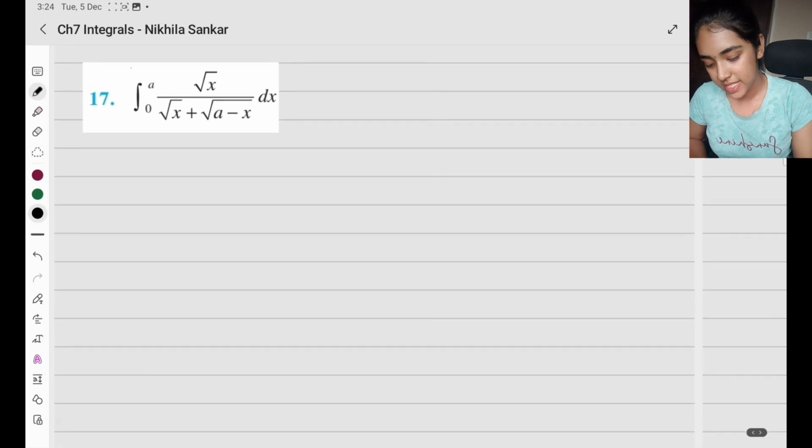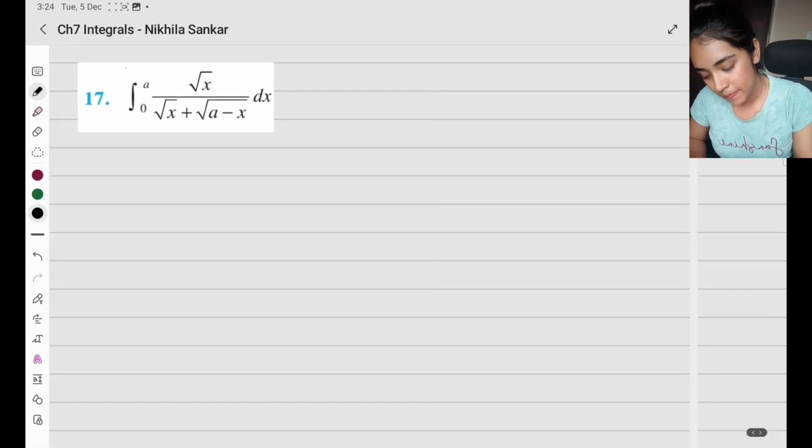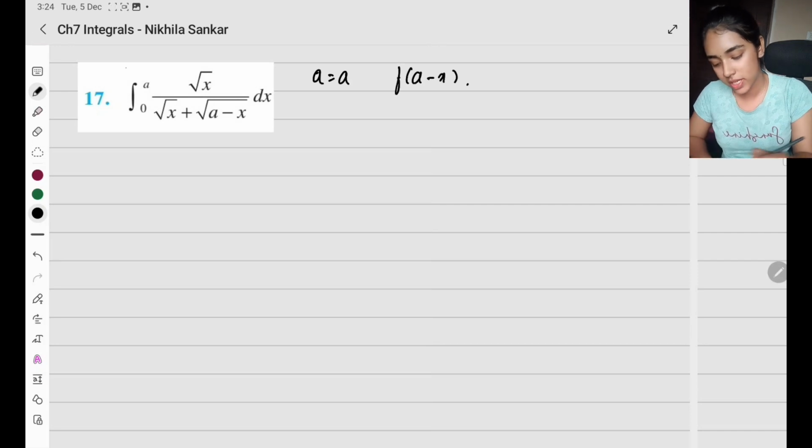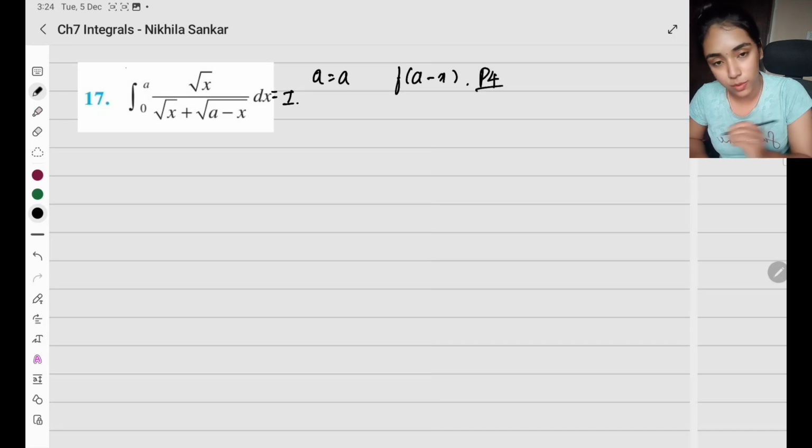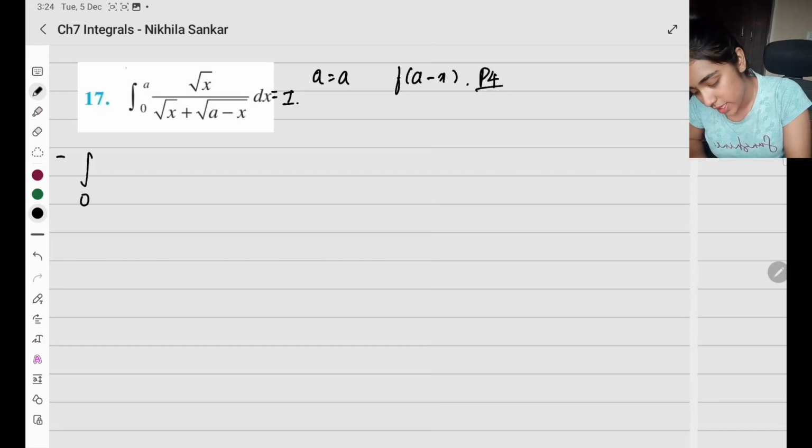Question number 17. This is again going to be simple. So here my a value is a only. So I have f of a minus x. Okay. So substitute here. So this is going to be my I. Property number 4. I'm using property number 4. So this is going to be I equals 0 to a. Instead of x, I'm going to do f of a minus x.